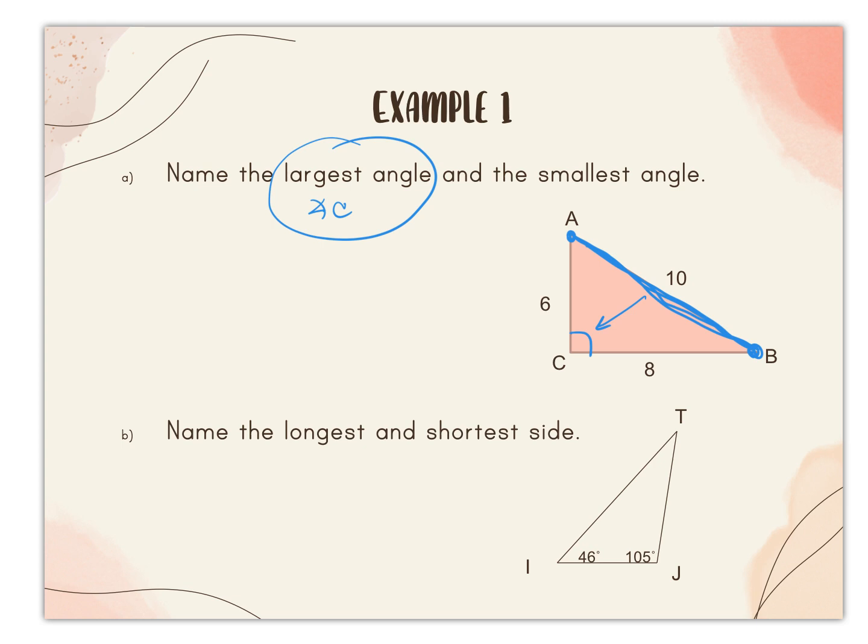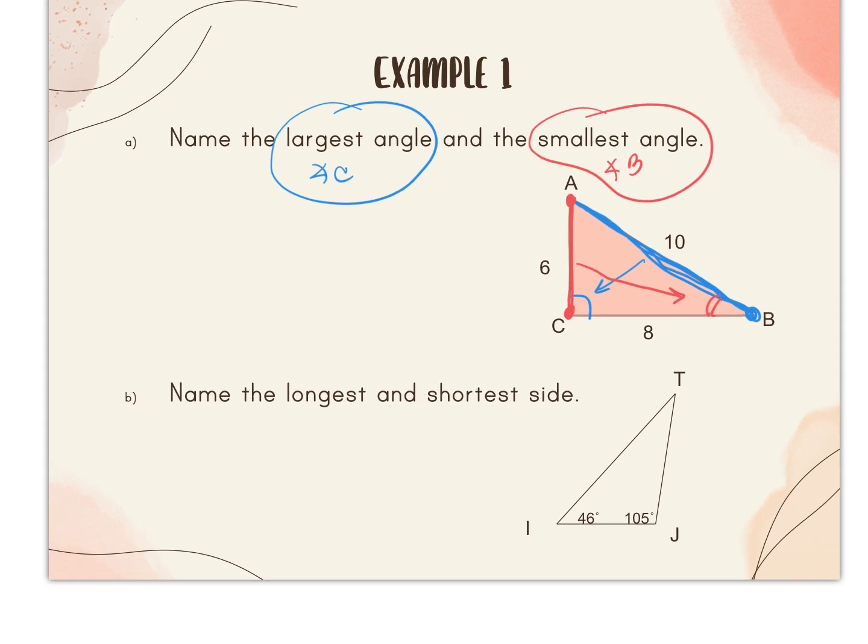The smallest angle is going to be opposite the smallest side. And in this triangle, the smallest side is AC, which means angle B is going to be the smallest angle. Okay, so angle A will be in the middle. So again, we keep going. It says name the longest and the shortest side.